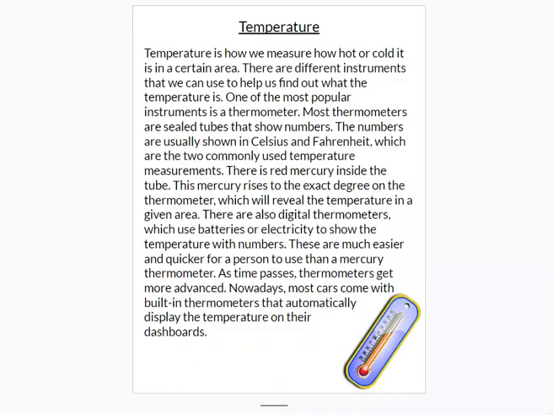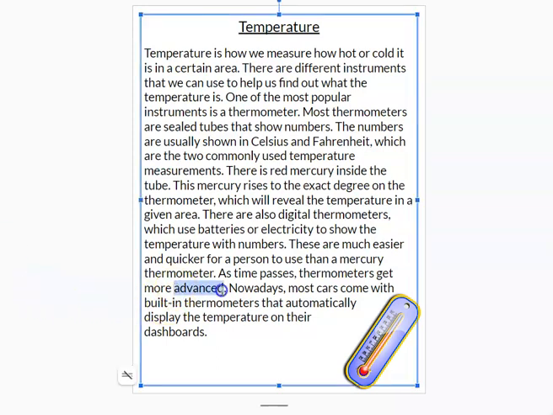Advanced. We'll use the same strategy and we'll find the word advanced in our passage so that we can use context clues to find the meaning of the word. Here's the word advanced. As time passes, thermometers get more advanced. I don't necessarily know what that means, but I do know it has something to do with time passing. Let's read this next sentence and see if there are some clues in that sentence.